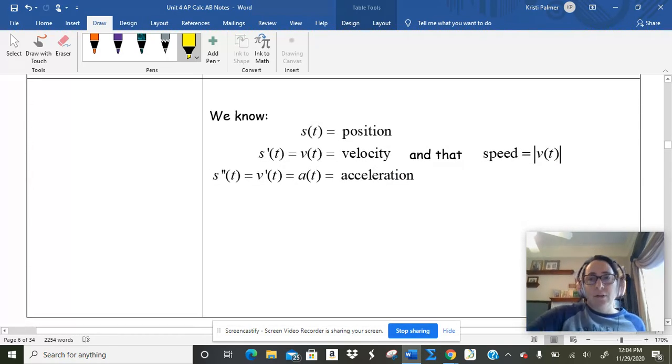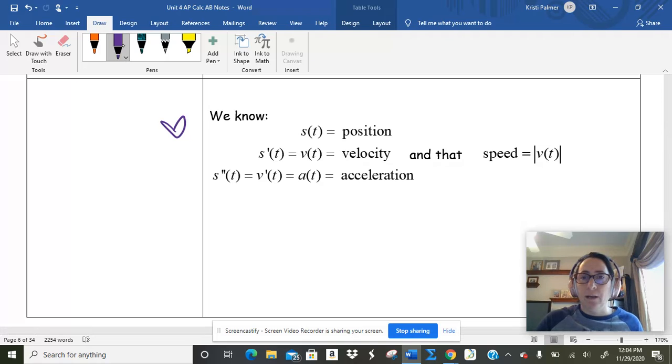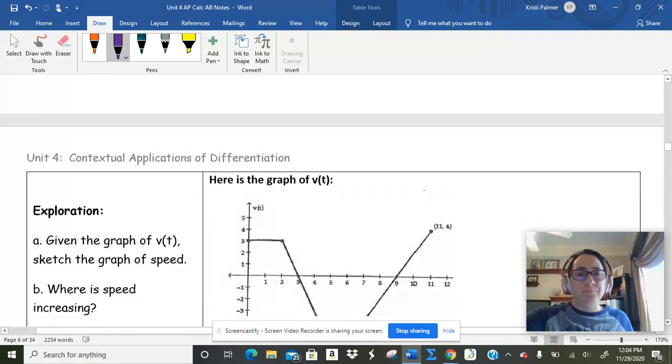We have talked a lot about these, so you should know this, hopefully. You've got this down already: what speed is, position, velocity, acceleration, and how they are related. If you want to go over that more with me, let me know.